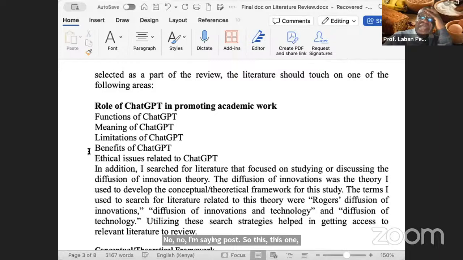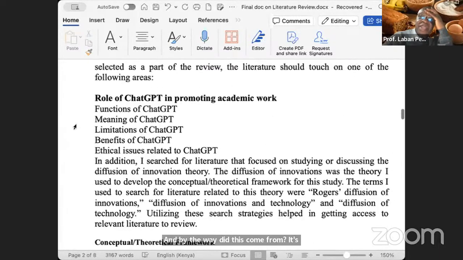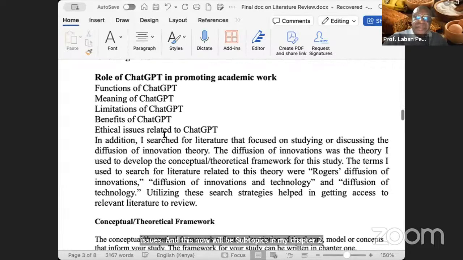And by the way, where did this come from? It's after I have searched these databases, I began to see a lot of these things coming through. Functions, meaning, limitations, benefits, ethical issues. And these now will be subtopics in my chapter 2 of literature review. Carry on.